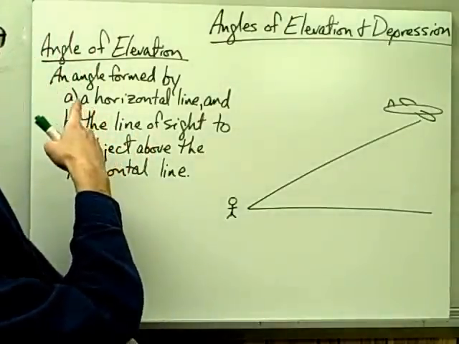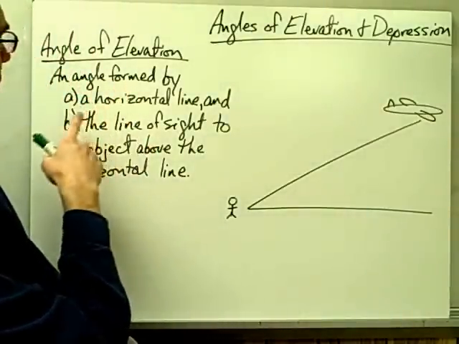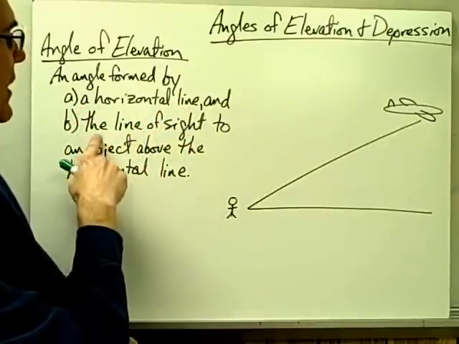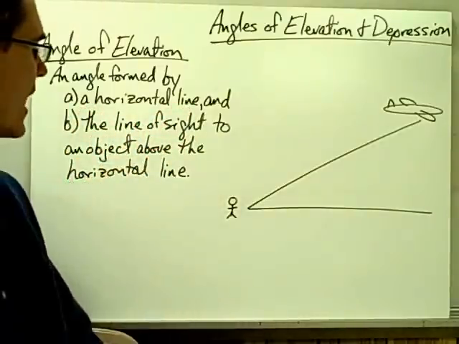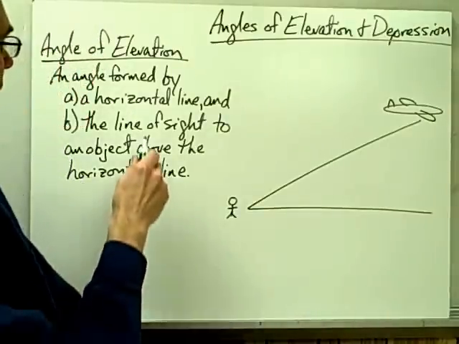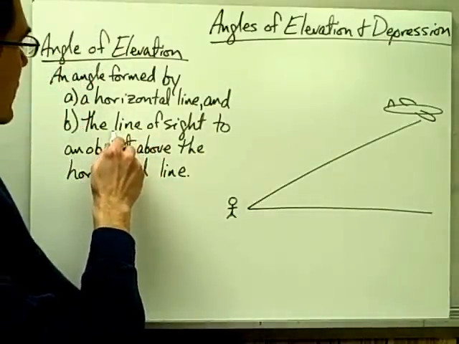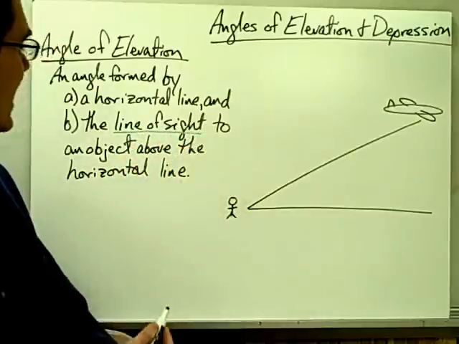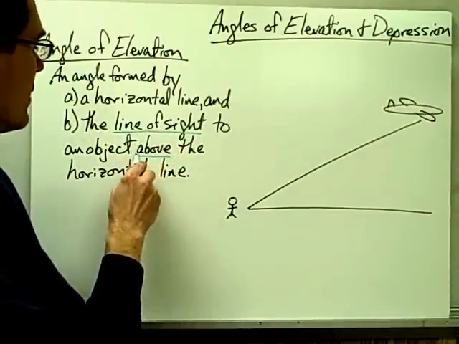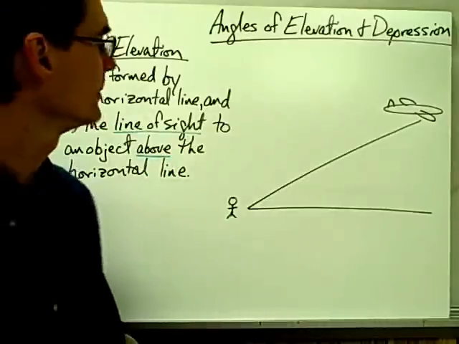So the first one we're going to look at is called the angle of elevation, and the definition of angle of elevation is an angle formed by a horizontal line and the line of sight to an object above the horizontal line. Now, a couple of things in particular that we're going to look at here: line of sight and the object above the horizontal line.